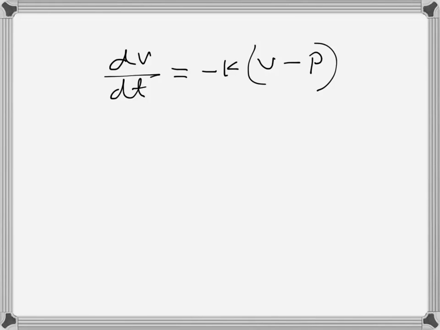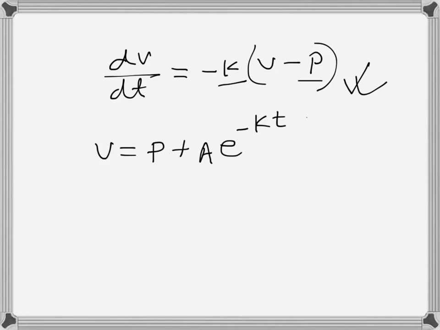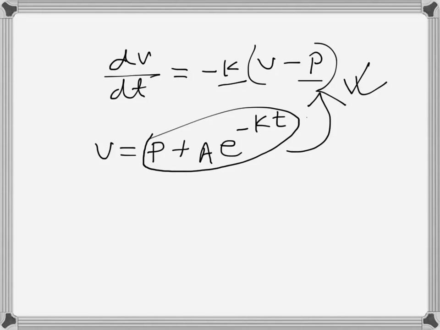When an object falls, the rate of change of velocity is given by this expression. K and P are constants. We have to show that this equation, v equals P plus A e to the power minus kt, is a solution of this differential equation. To do that, we will try whether this one satisfies the differential equation.